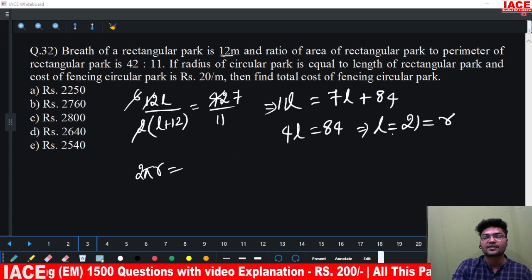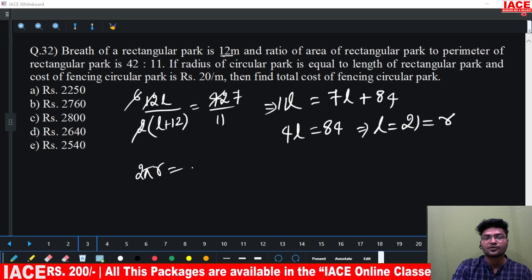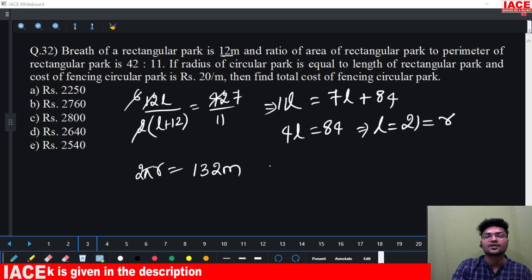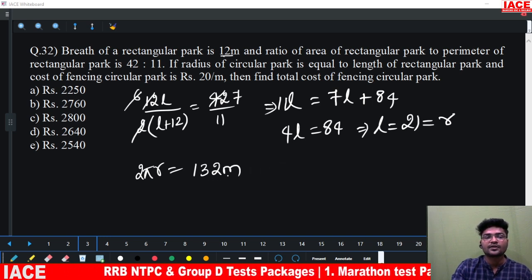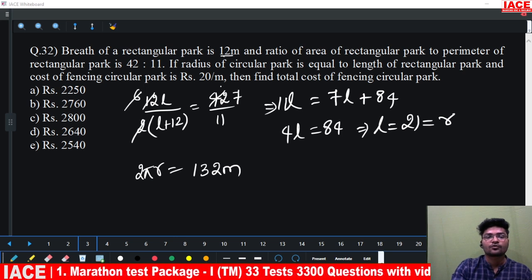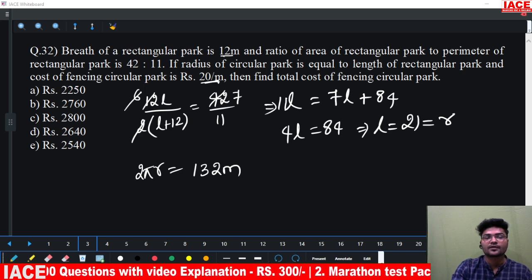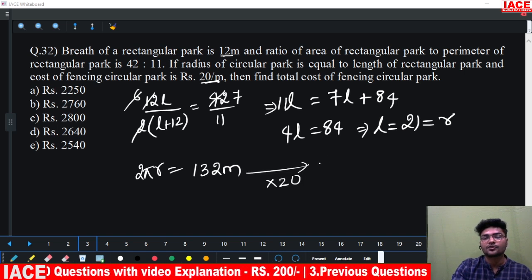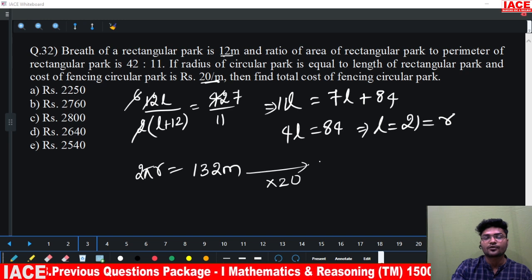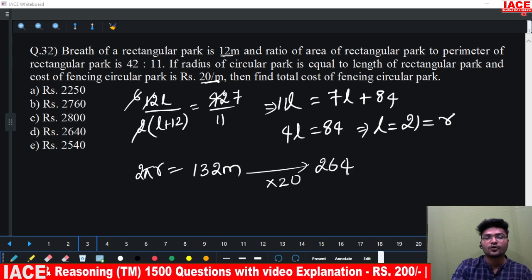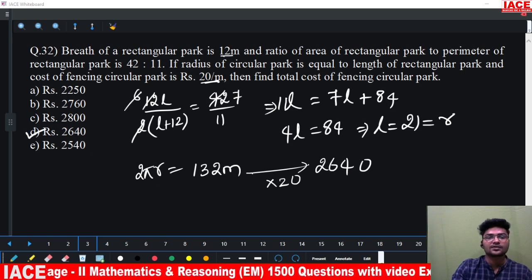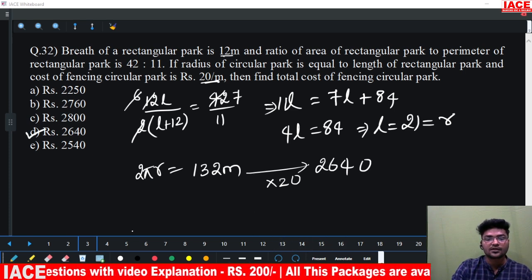R is 21 means 3 times, so 44 into 3 is 132 meters. The circumference of the circular park is 132 meters. Each meter's cost of fencing is 20 rupees per meter. 132 meters into 20 will be how much? 132 into 20 is going to be 2640. 2640 is option D. Option D is the correct answer.